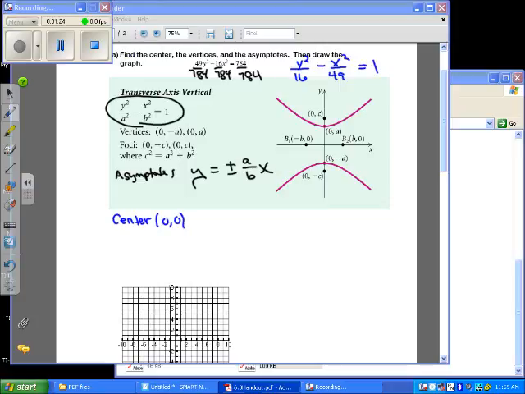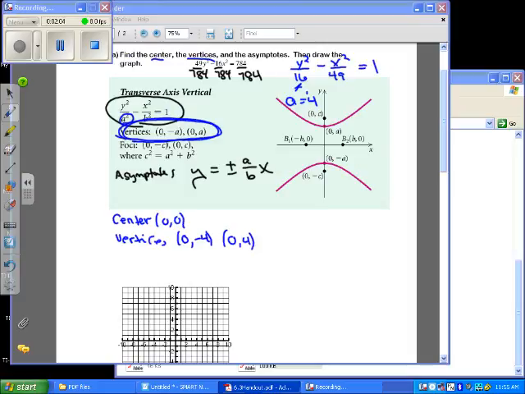The other thing we're asked to do is find the vertices. To find the vertices, here it is, I'm going to circle it. I know that my A is 4. So A is 4, and my vertices would be, using this right here, (0, -4) and (0, 4).